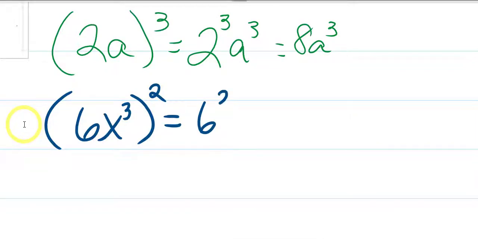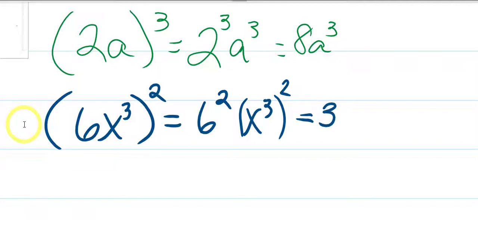So there's going to be 6 squared, and then x to the third is also going to be squared. So I need to put that in parentheses so I can square it. Now, if you take a look, you can simplify this a little bit more. 6 squared, well, we know that's 6 times 6, and that's 36. And then x cubed to the second power.